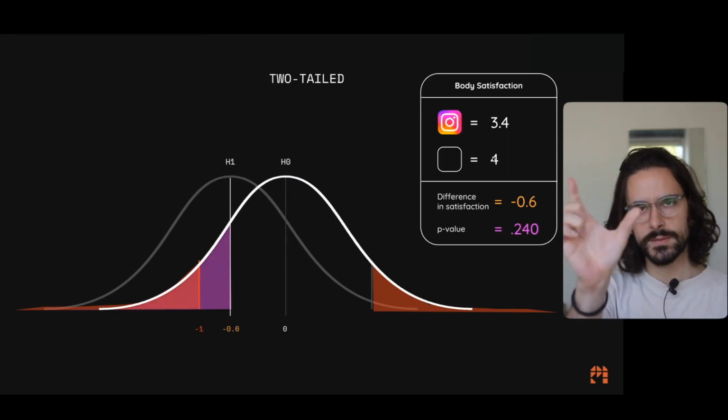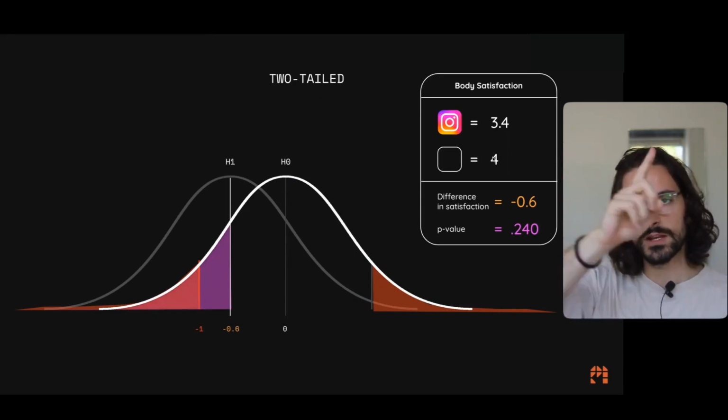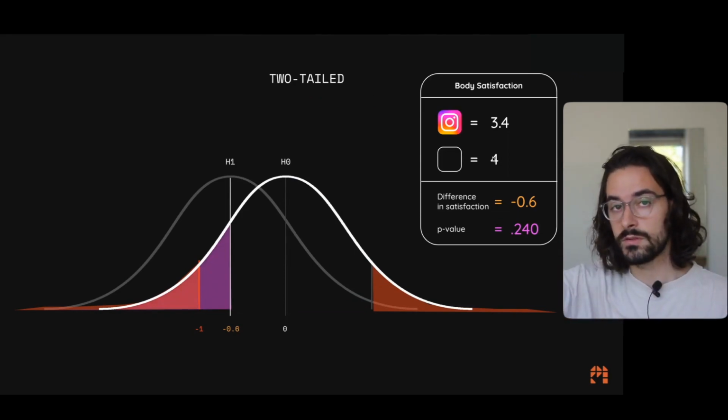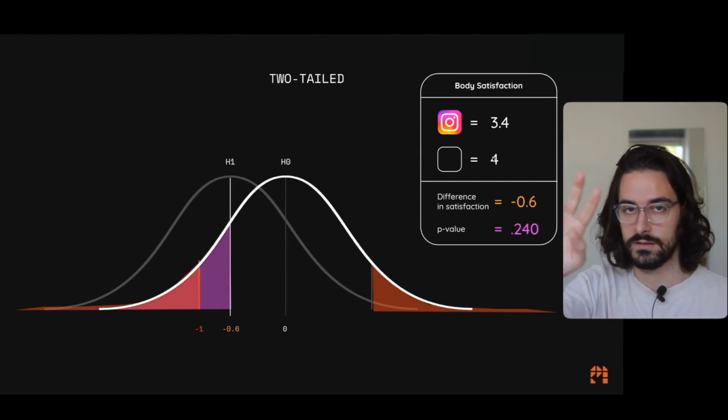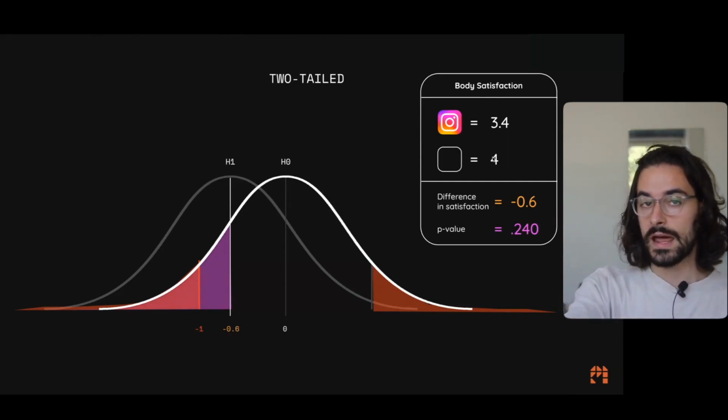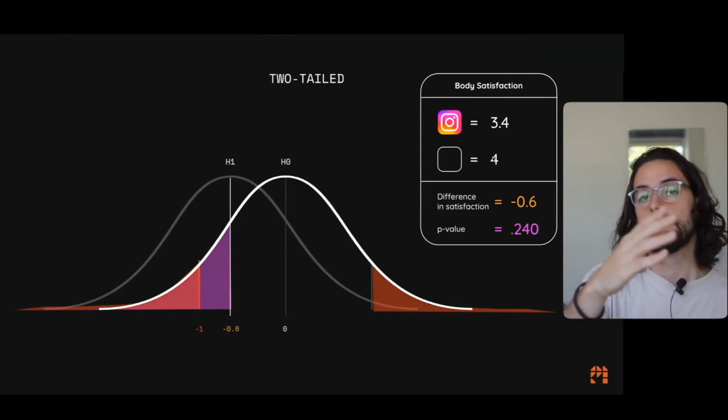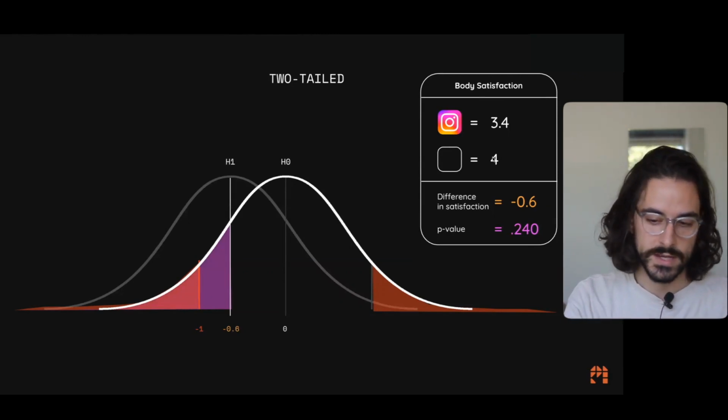And again, you might be confused because before we were using depression, the higher your number, the more depressed you are. Here, the higher number, the more satisfied with your body. So here we're flipping. The less satisfied with your body, the lower your number, right? So that's why it's negative.